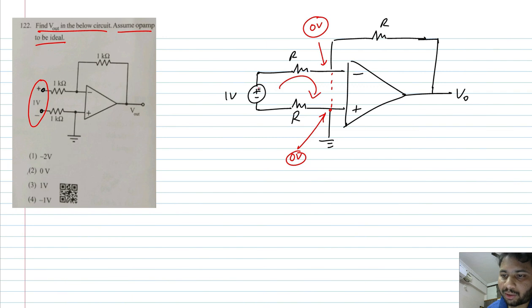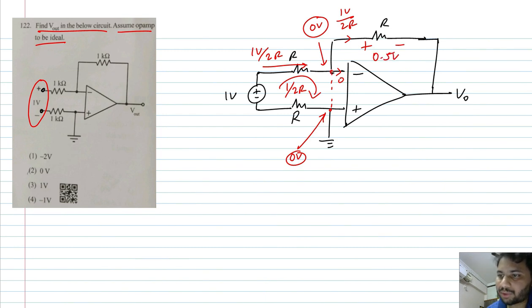Will it not be 1 volt divided by the net resistance in the loop, which is 2R? So is it not 1 by 2R? So what is this current? 1 volt by 2R. Again, this current being 0. So even this current will be 1 volt by 2R. Now 1 volt by 2R current flowing through R will result in a voltage drop of 1 volt by 2R into R, which is half a volt or 0.5 volts.